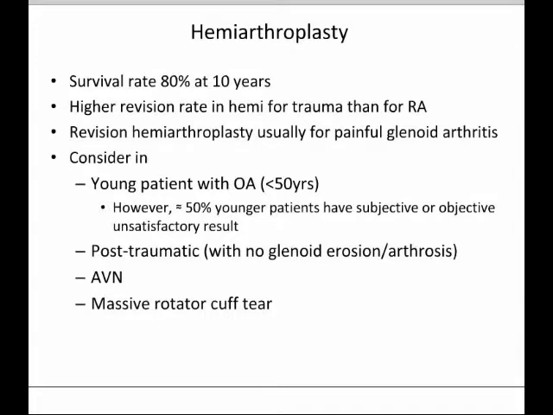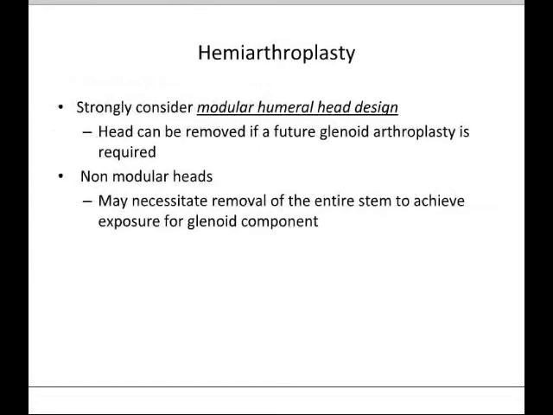So considering a younger patient with osteoarthritis under 50, over 50% of these patients may have subjective or objective unsatisfactory results. So you consider a hemi in post-traumatic cases, avascular necrosis, and in cases of massive rotator cuff tears. When you're doing one, you should strongly consider a modular humeral head design, because that means you can obviously remove the head in the future and not necessitate the full removal of the whole stem if you need to convert to a total shoulder.